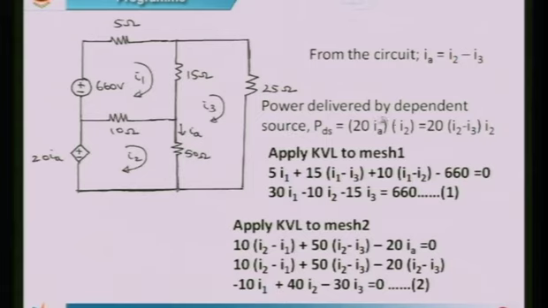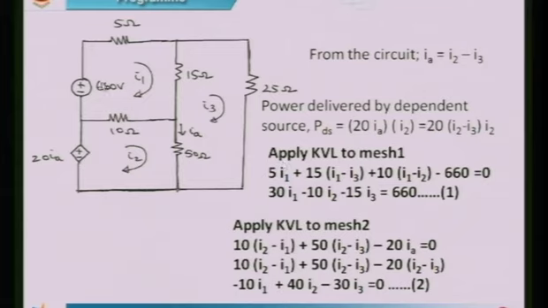Let us see. Power delivered by the dependent source, PDS, which is equal to 20 times IA. I have told you earlier that it is the voltage source value, 20 IA, multiplied by the current that comes out of the positive polarity. Now the current that comes out of the positive polarity is I2 here, because this particular arm only belongs to mesh 2 and the current that flows through should only be I2. So 20 IA into I2 is the power delivered value. But IA is I2 minus I3, so 20 times I2 minus I3 into I2. So we need to calculate I2 and I3, and substitute in this to calculate the power delivered by the dependent source.